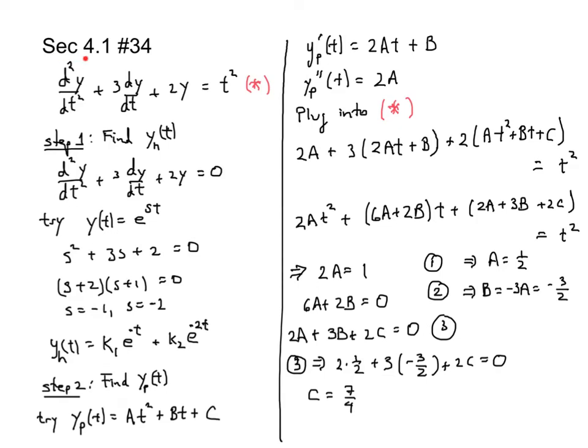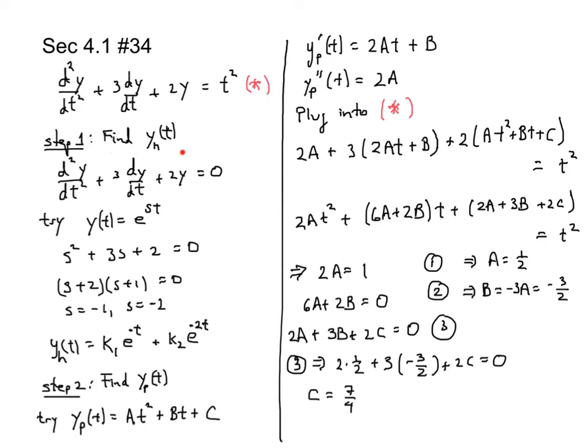This is section 4.1, number 34. Again, we're dealing with a non-homogeneous second order linear differential equation. The non-homogeneous term is a t-squared term. I'll refer to this equation as star.